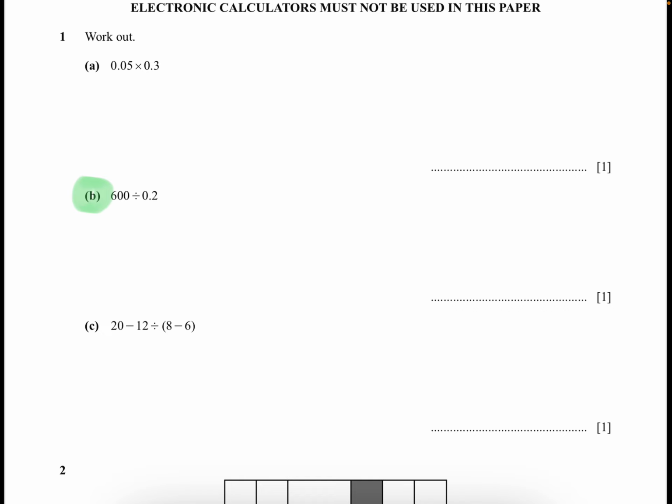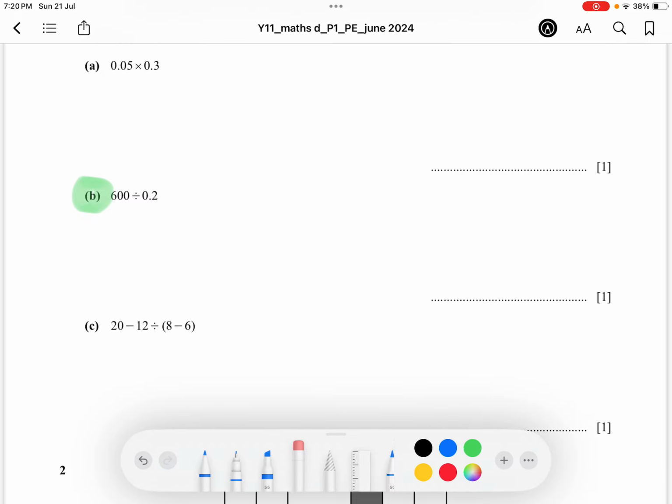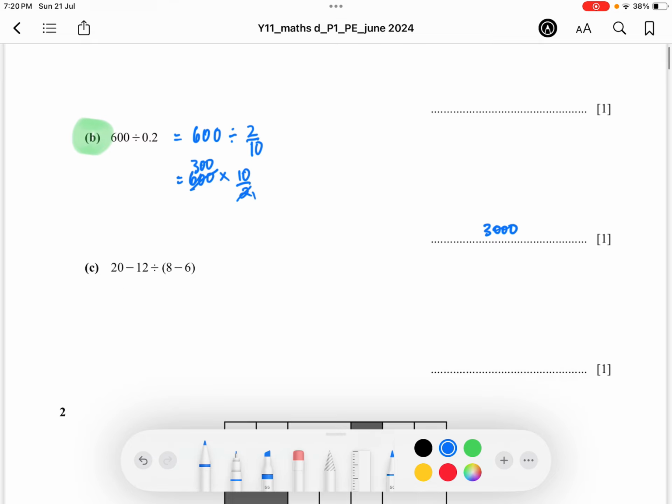Right. So the question: 600 divided by 0.2. One of the ways that you can do this one is changing the decimal into fraction. So now it's a calculation not with decimal but division of fractions, which you can apply keep, change divide to multiplication, and then flip the fraction, where you can simplify by cancelling out common factor and then simplify.